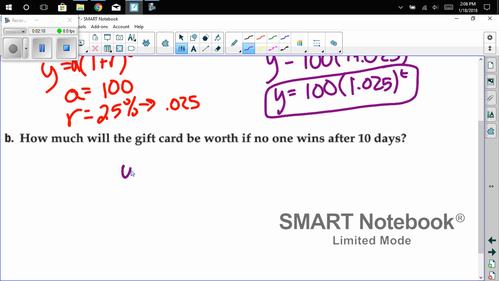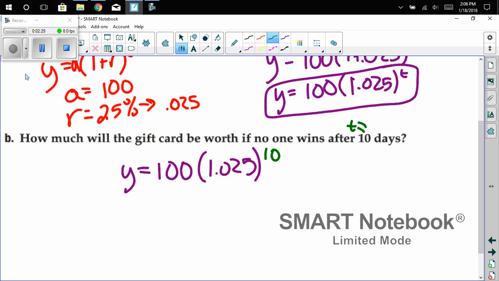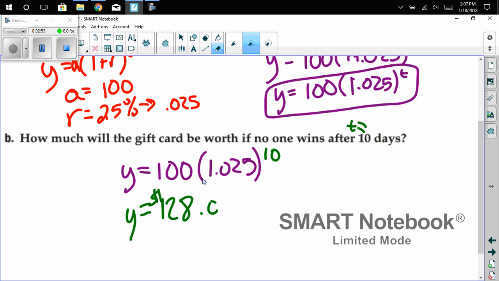So now we're going to take that equation we just made, 100 times 1.025, but now instead of to the T, okay, we're going to let T equal 10, so we're going to put 10 in here. Then we'll just put this in our calculator. And you can just type everything exactly like this in your calculator. For the exponent, you're going to have to use the caret key or the little arrow button. Okay, and you should get that this is $128.00. Now we want to round to 2 decimal places because we're dealing with money.